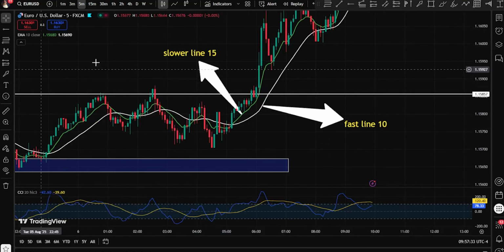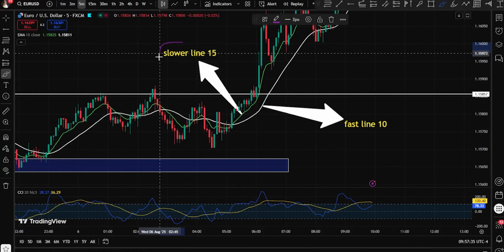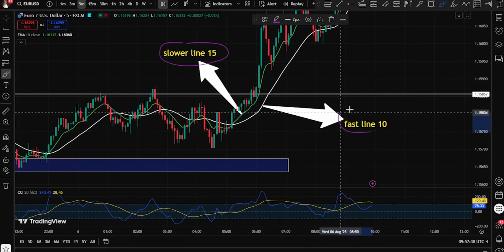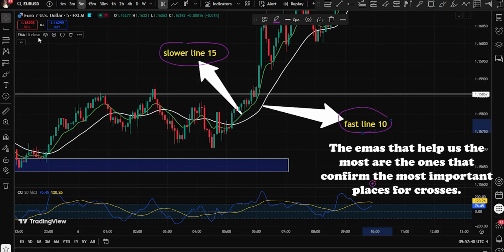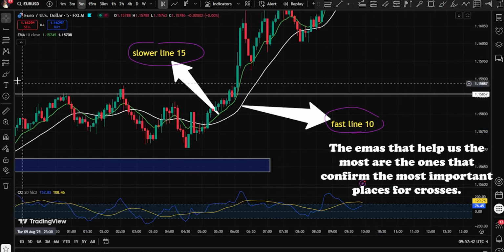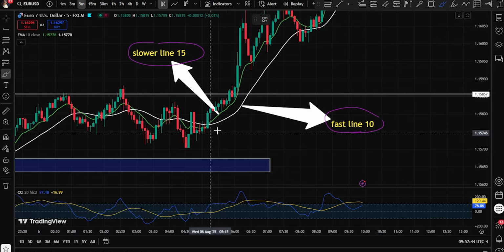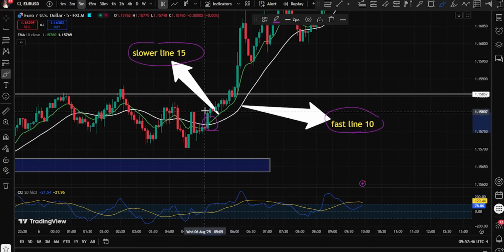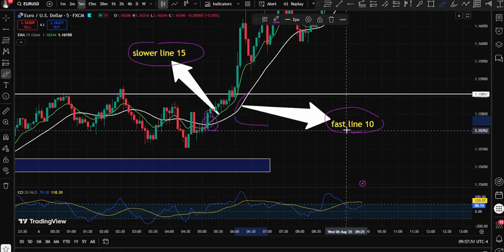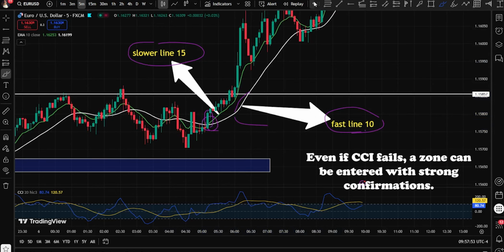For EMA, use two lines: EMA 10, faster; EMA 15, slower. When EMA 15 crosses EMA 10 upwards, it means the short-term trend is up, and vice versa. Now set CCI to period 14. When CCI is above plus 100, we are overbought. Below minus 100, we are oversold.